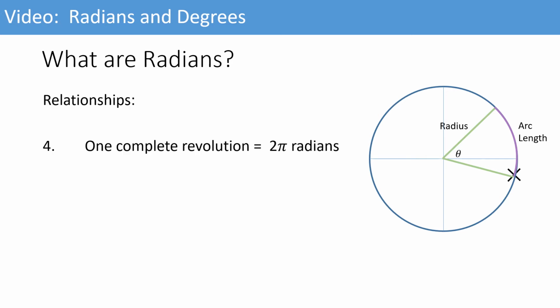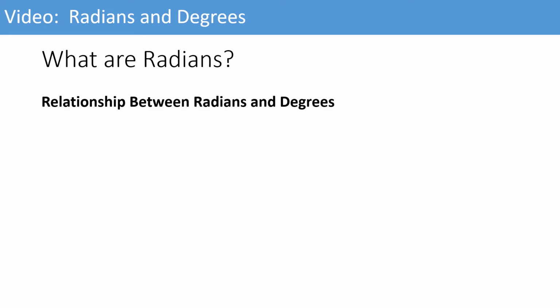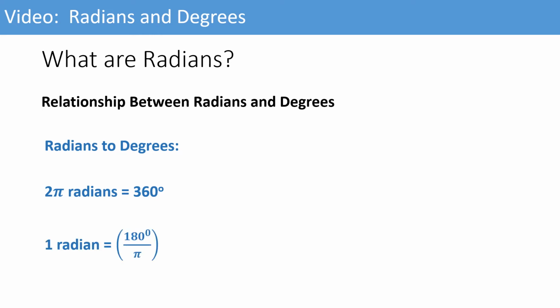One complete revolution is 2 pi radians. Now, let's take a look at the relationship between radians and degrees. 2 pi radians is equivalent to 360 degrees. This is an important relationship. 1 radian is 180 degrees divided by pi. Please make note of this. You will need it for your lessons.